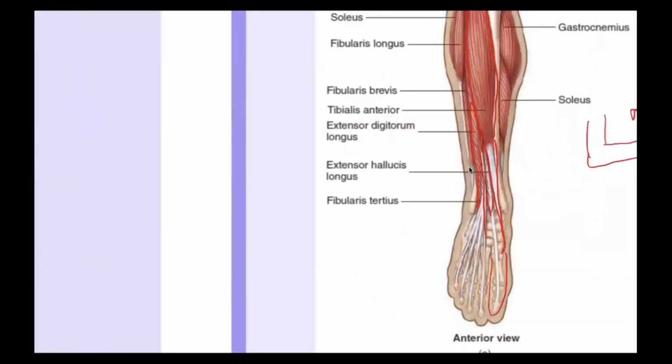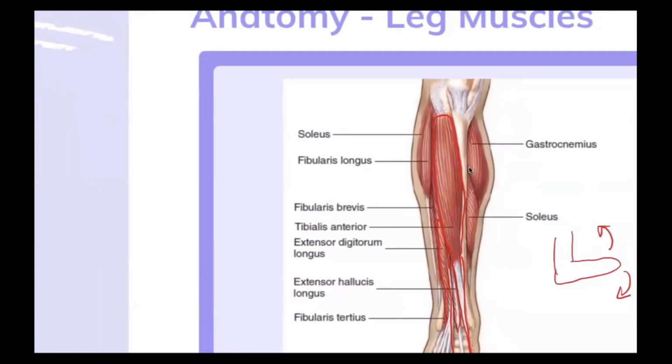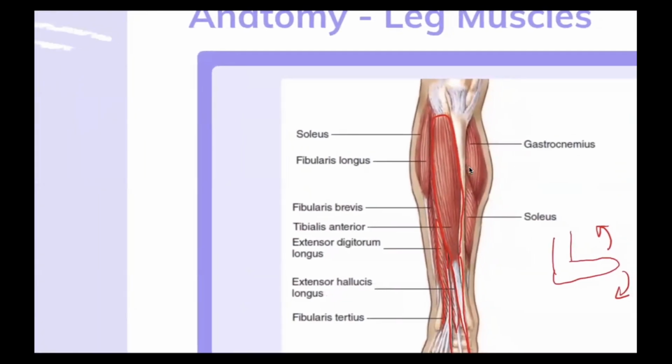Then on the more lateral aspect, you'll be able to see the fibularis tertius, which is mostly right here. It's like this small part. It's really close to extensor digitorum, but the more important muscles are digitorum and hallucis longus extensor.